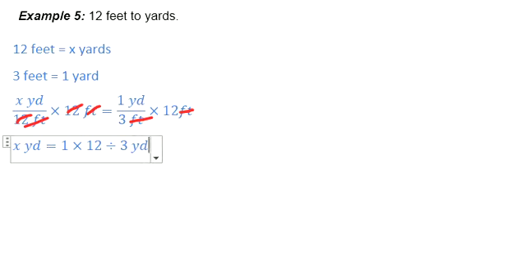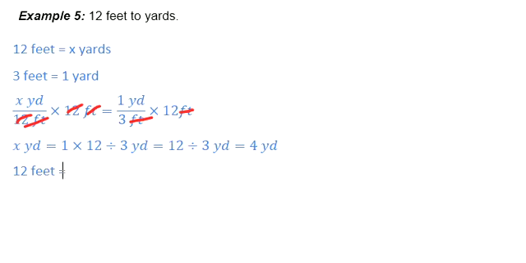So 1 times 12 is 12. So that's 12 divided by 3, and 12 divided by 3 is 4. So that means if I put this in a more concise way, I know that x yards is equal to 4 yards, so I put it back in the beginning, and I know that 12 feet is equal to 4 yards.